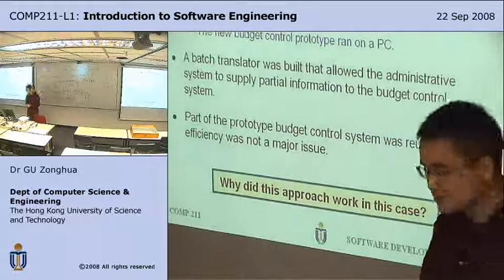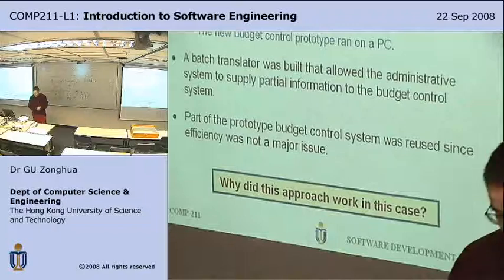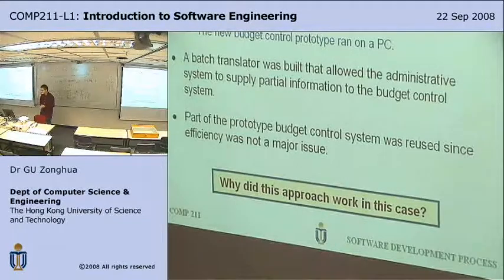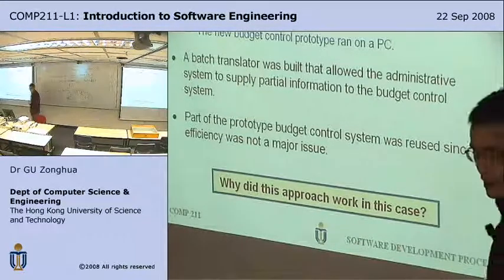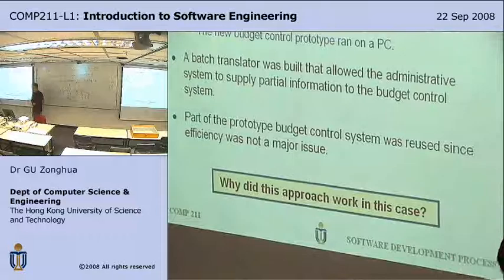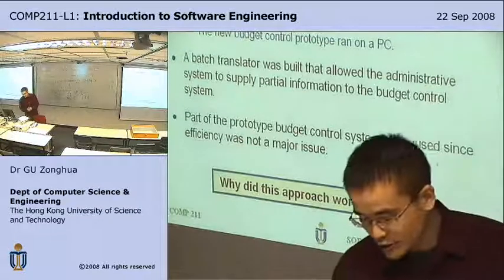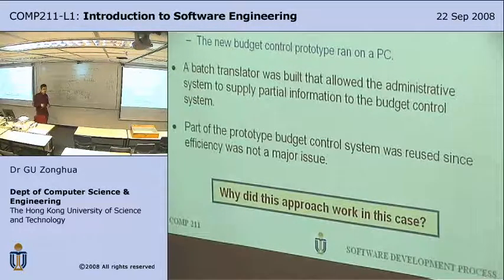So why did this approach work in this case? First, because the system is not very large, and because the company is small, only 30 people. So there's not much information to deal with. You need to track 30 engineers essentially.